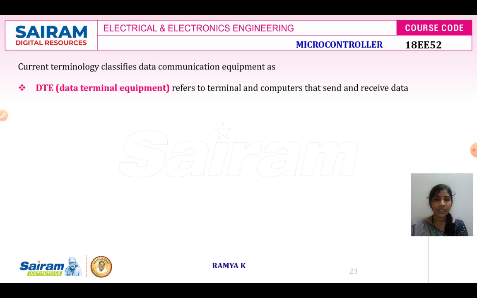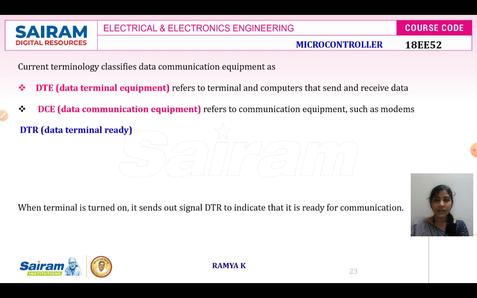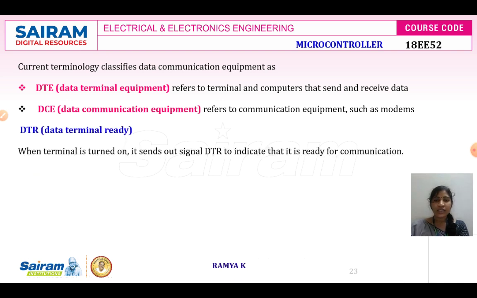The current terminology of classification of your data communication equipment: data terminal equipment is meant to refer to a terminal and the computers that can send or receive the data. Data communication equipment, for example, is a modem. It is a valid example that is used for transmitting or receiving the data. Next is your data terminal ready. Data terminal ready sends out a signal when the data is ready for communicating with the external device. Next is your data set ready.